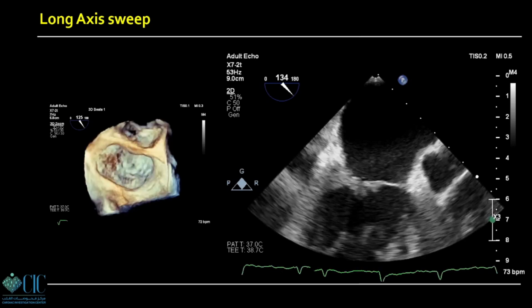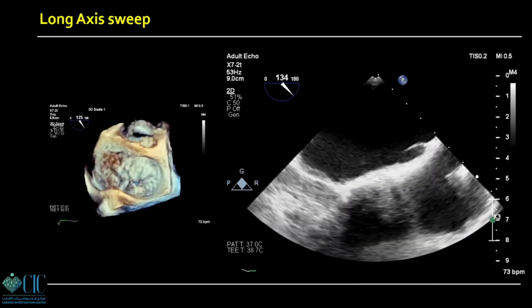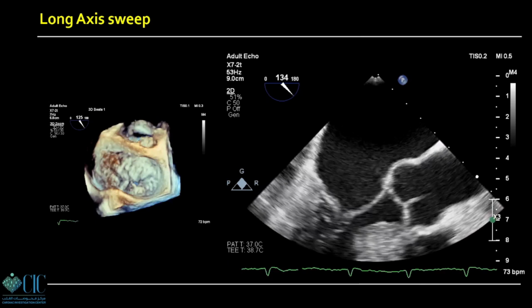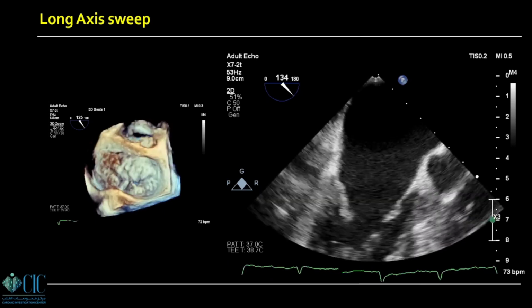But to know where you come from, you have to go to one extremity first, whether the septum, and come back, so the first scallops will be 3 and 3. Or the appendage, and come back, so the first scallops will be 1 and 1. Okay, long axis sweep.